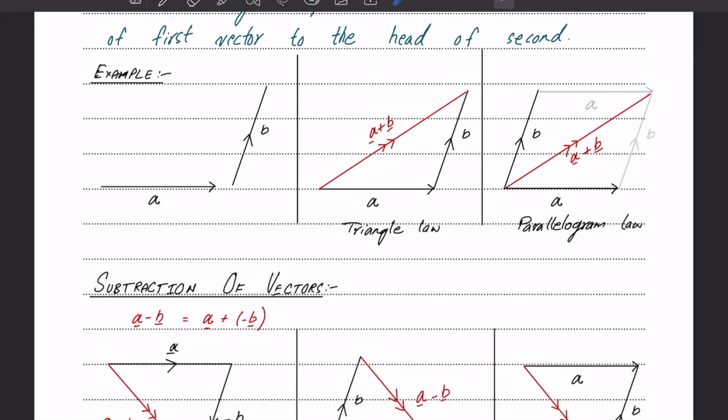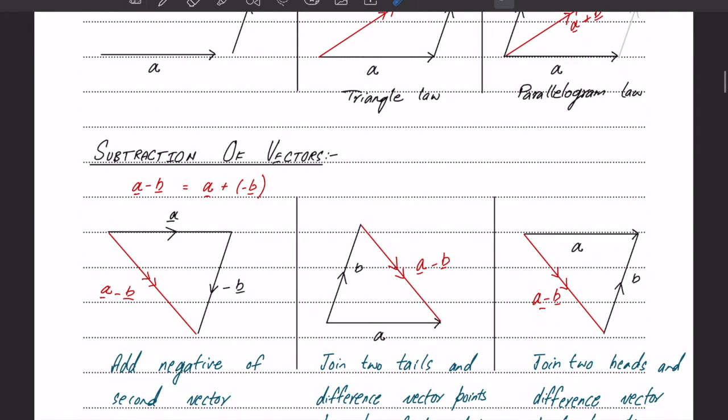Now, similarly, though this is not asked too often in O-level, it's good to know that you can also subtract two vectors. And there are various ways of doing that. One is that to subtract and find A minus B, you could do A plus minus B. That is, you add a negative B vector onto vector A.